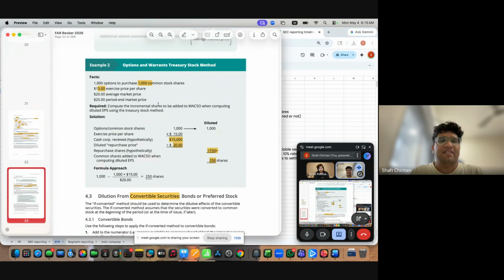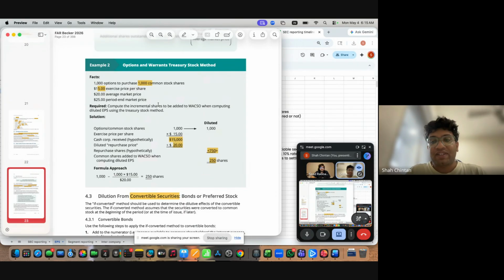Now, what are the facts in the example? Facts say that there are 1000 options to purchase 1000 common shares of the company. In future, the exercise price will be $15. It means you have to pay $15 per share if you want to exercise these options. So your investment from your pocket, $15,000, is going out to the company. Now, market rate is $20. Let's say I am a common shareholder of the company and you are the person who got the options. What I am saying to the other people in the boardroom is that Saad is giving $15,000, he is getting 1000 shares, but Saad has only paid the money for 750 shares.